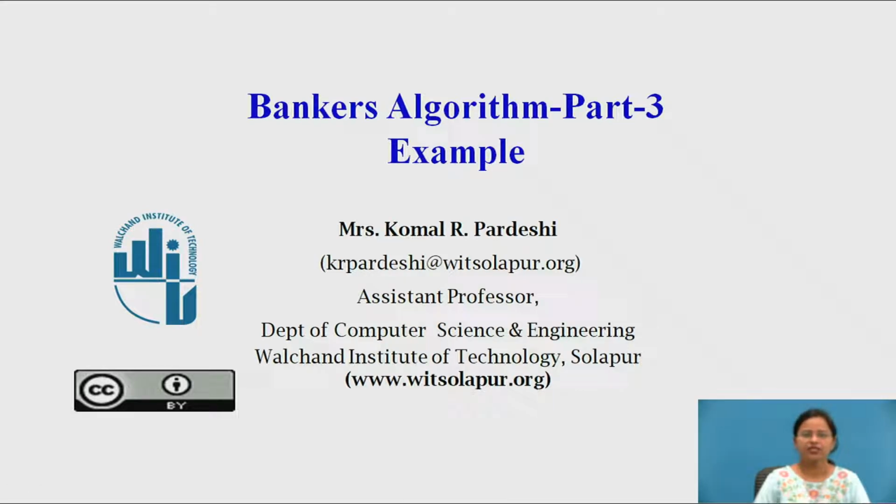Hello everyone. In last lectures we already studied the purpose of Banker's algorithm. It is used for multiple instances of resource type. Banker's algorithm is a deadlock avoidance algorithm. We studied different data structures required to execute Banker's algorithm, and this algorithm contains two algorithms, that is safety algorithm and resource request algorithm.